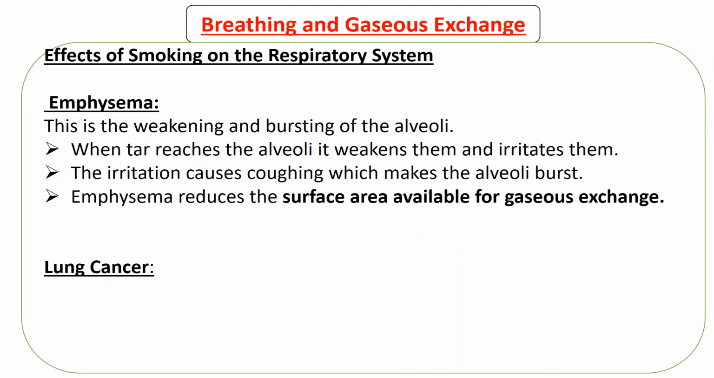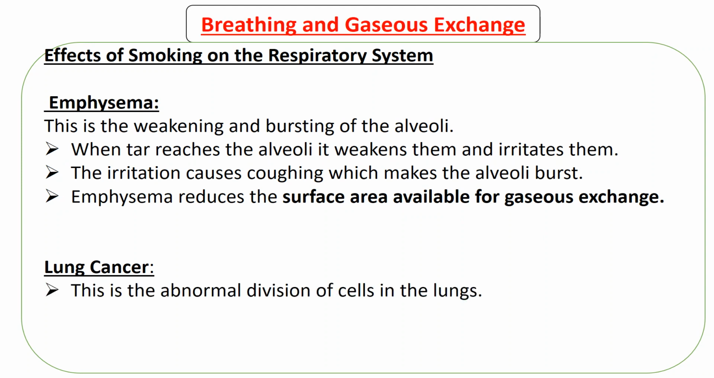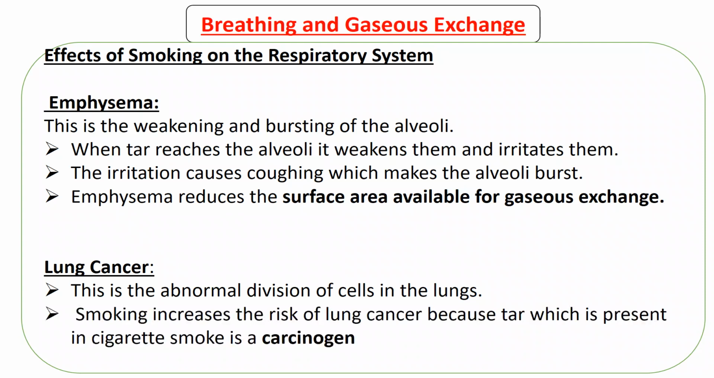The last one we're going to study is lung cancer. There are actually many of these diseases, but we're going to discuss just these three. So lung cancer is an abnormal division of cells in the lungs. Smoking increases the risk of lung cancer because tar, which is present in cigarette smoke, is a carcinogen. A carcinogen is anything that causes cancer, or a cancer-causing agent. So this tar is a cancer-causing agent, and if it is present in the lungs, it's going to cause lung cancer.